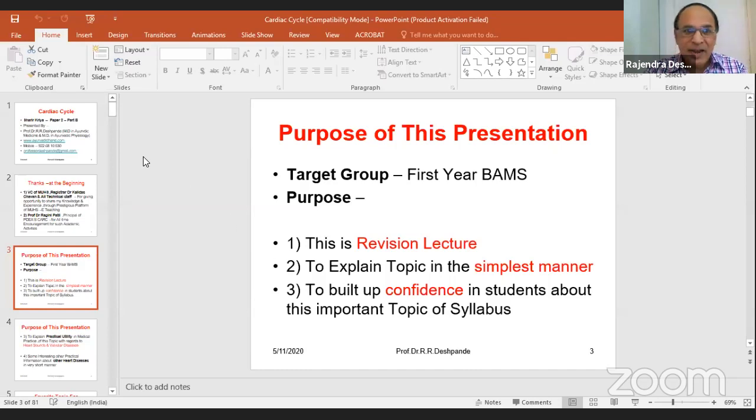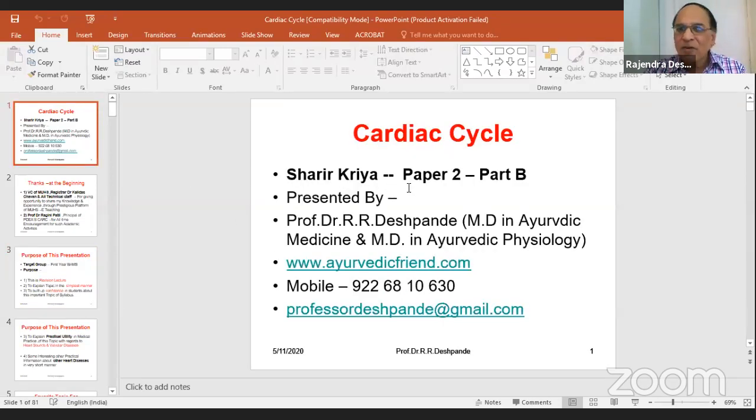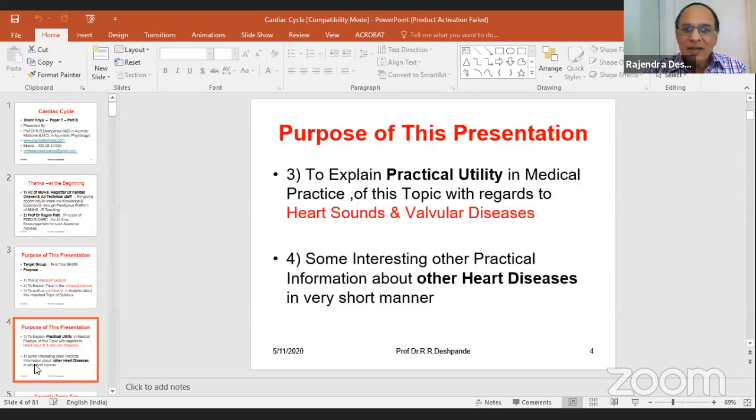We have the syllabus, and here you can see once again, this is the topic from paper 2. For Kriya Sharir, we have two papers for UG first year BAMS, paper 1 and paper 2. So this topic is from paper 2, part B. Please write it down. To explain the practical utility of this cardiac cycle topic in our medical practice, the topic is concerned mainly with two things. Number one, heart sounds, and number two, valvular diseases. Some other interesting practical information about heart disease I may share if time permits.